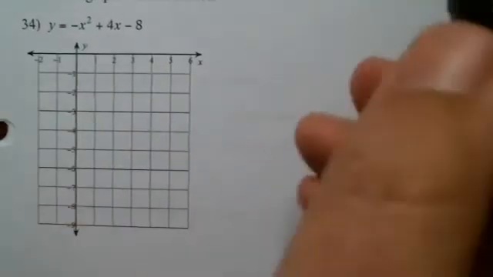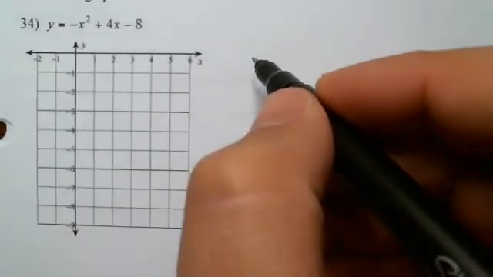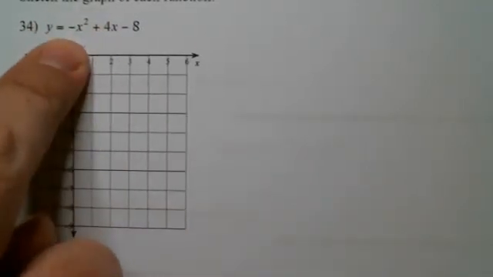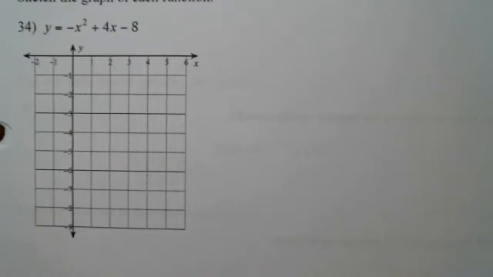All right. And did somebody say 34 as well? No. Oh, okay. So 34, you do it the same way. Just find your vertex and then use that negative x squared. That's your parent function. Negative 8 is your y-intercept. Any other questions? Go ahead, I'm sorry.